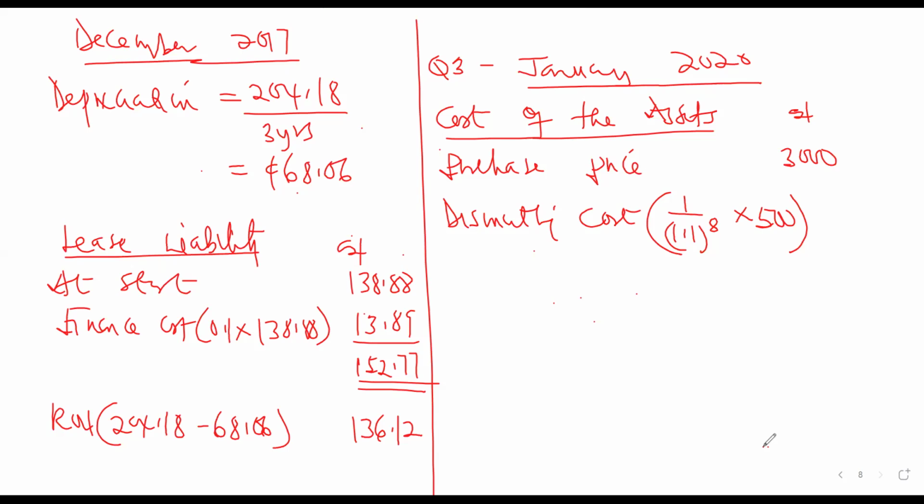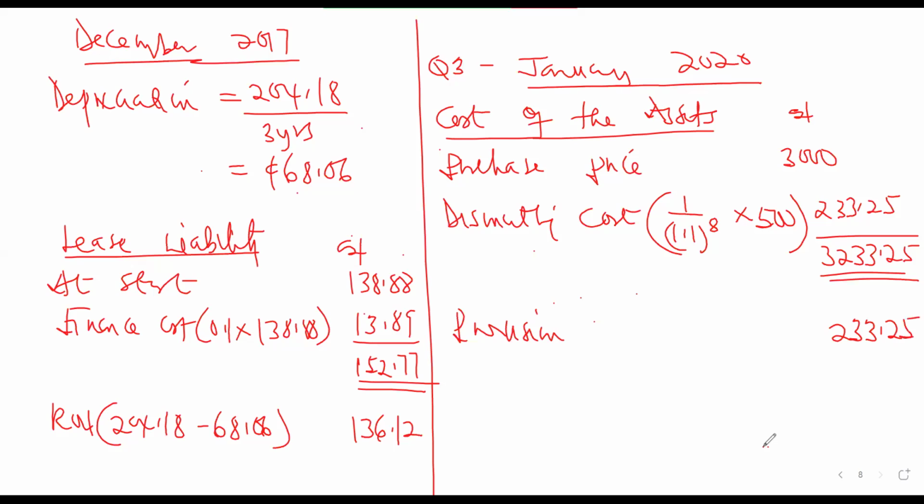So what is it? 233.25. So what will be the value of the assets? 3,233.25. So what we are going to be doing is that we also have a provision for the dismantling cost of 233.25.